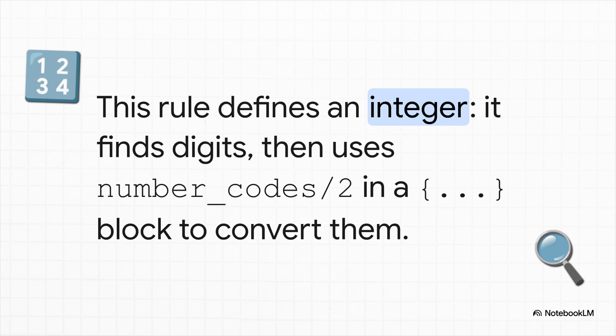That's a special escape hatch that lets you run normal Prolog code. So after it finds a list of digit codes like 4 and 2, it uses that helper to turn them into the actual number 42 and saves it in that variable I.